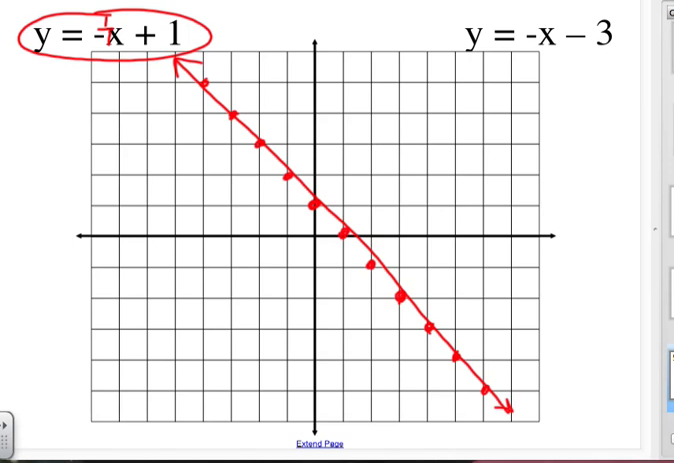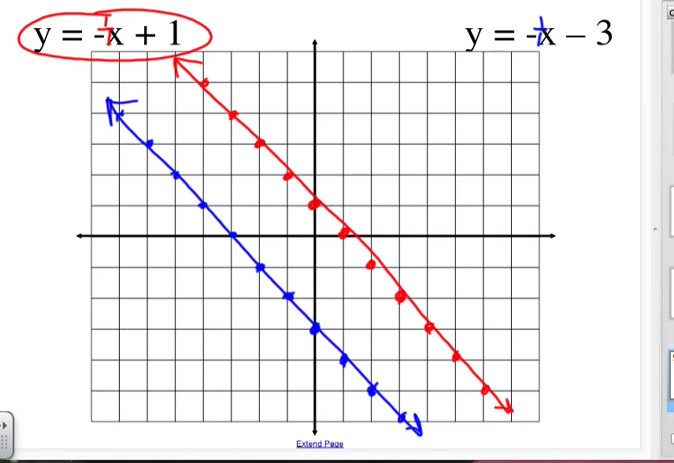Same thing over here. Y equals negative x, which means negative 1 over 1 x minus 3. Y-intercept of negative 3, 1, 2, 3, there it is. Down 1 over 1, down 1 over 1. Or up and left, up and left, up and left. Oh my goodness, what kind of lines do I have here?